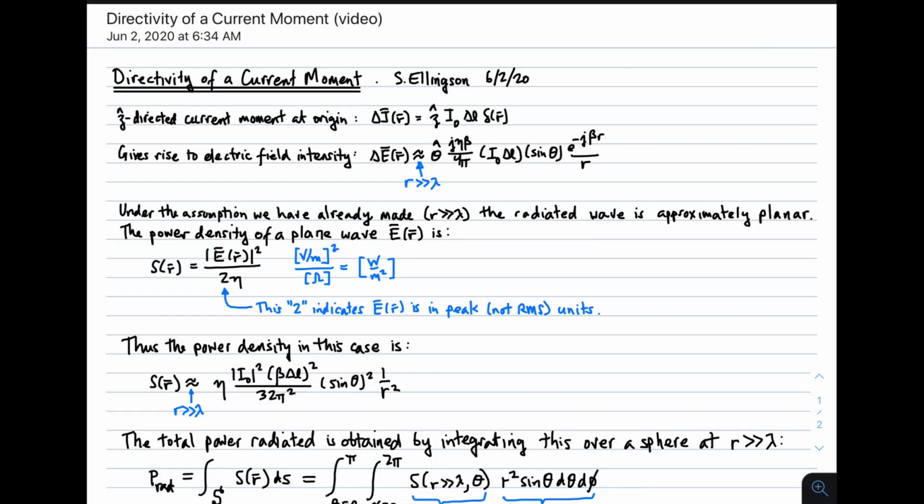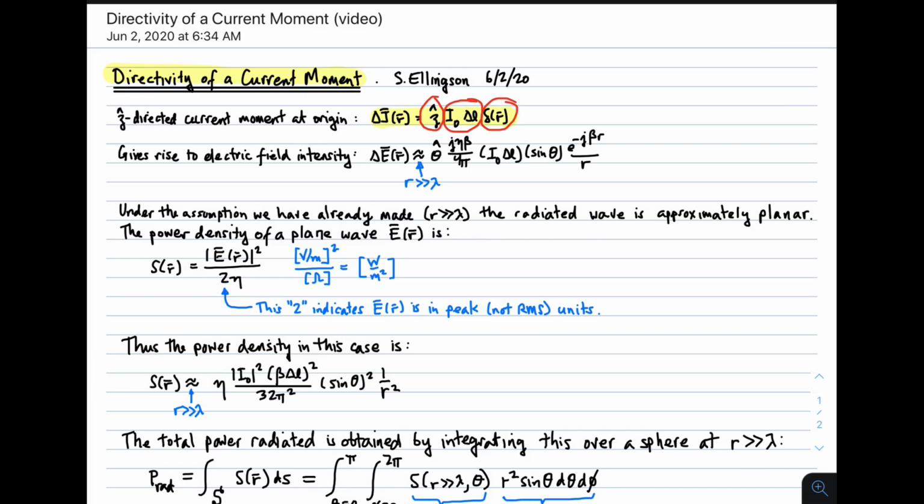Hi, welcome to a lecture on the directivity of a current moment. The current moment is the simplest possible distribution of current, and here's the expression for that, which has been discussed in another lecture. It is simply a chunk of current that exists only at the origin, as indicated by the spatial delta function here, having a magnitude and phase determined by the current moment, and in this case, pointing in the z-hat direction. That's the direction of current flow.